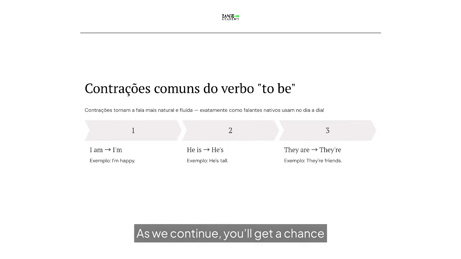As we continue, you'll get a chance to practice using these contractions in different contexts, which will further enhance your communication skills. You'll see how easily you can incorporate them into your speech, making your English sound more natural and fluent. Let's keep building on this foundation together.